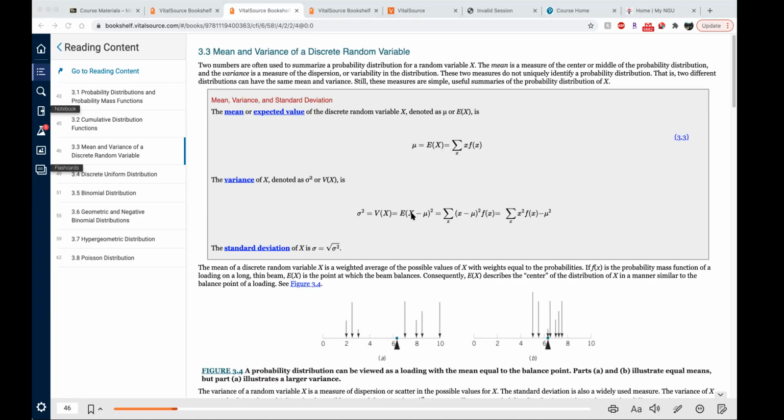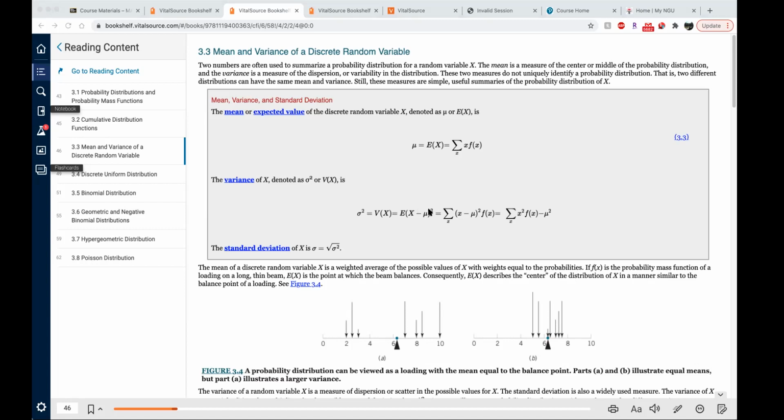You see that x minus mu is the difference between the mean and the random variable, then we square it, right?